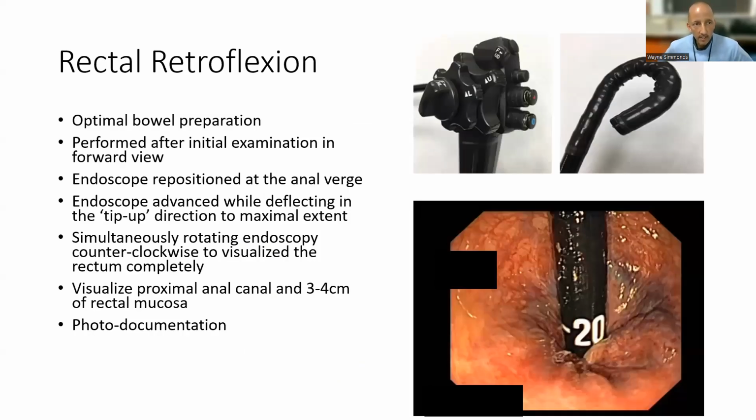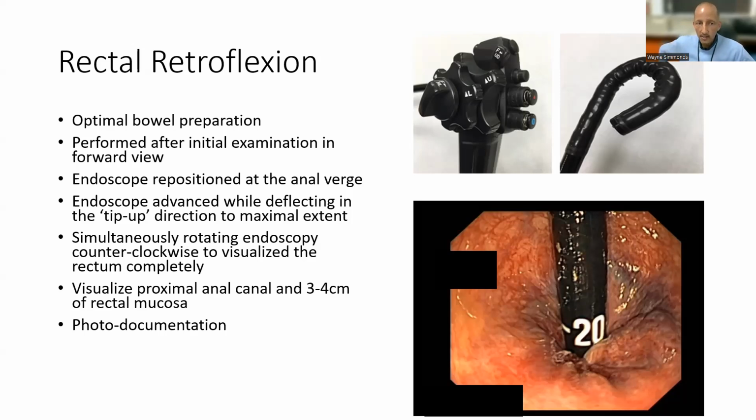So the procedure of rectal retroflexion, I think to go through it, it must be done with optimal bowel preparation. It's performed, as I've said, after initial examination in forward view. So it's very important to get a good view of the anorectum in forward view. It's also important for safety to determine that the caliber of the rectum is appropriate, in terms of size, to accommodate the retroflexion.